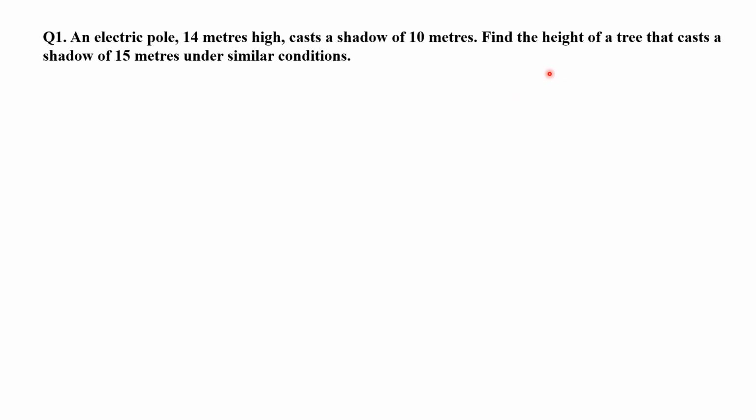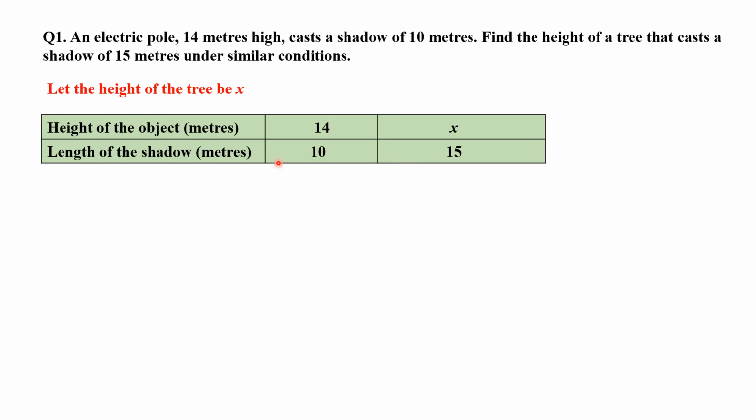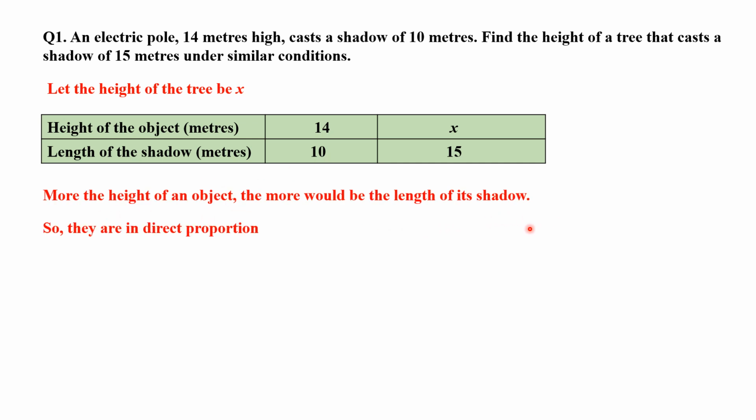And we have to find the height of the tree when they cast a shadow of 15 meters under the similar condition. So we'll assume let the height of the tree be x. And if I'm going to put it in the table, from here we can see that height of the object in the first case is 14 meter and the shadow length is 10. I have assumed the height of the tree when it casts a shadow of 15 meter as x. And as the height of the object will increase, the length of its shadow will also be increased. So this is a case of direct proportion.